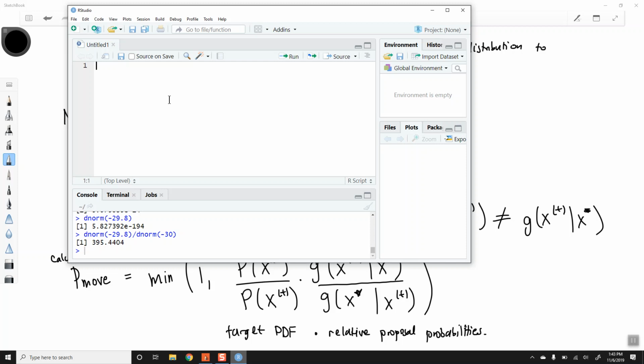Okay, so what should our target distribution be? Our target PDF will just be the normal distribution. So the target PDF will be a function of x, and the value it returns will be dnorm of x, and let's just do the standard normal. So target PDF is a function, and I'll call this p.